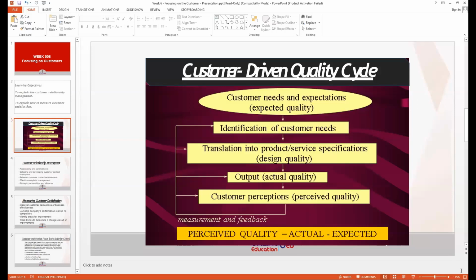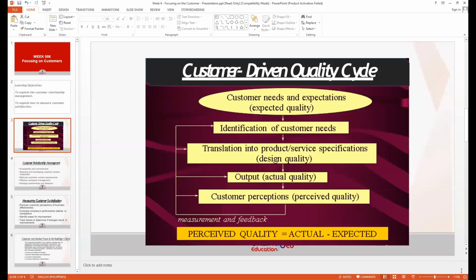If you met the customer needs, that's a check. And if the product conforms to the satisfaction of the customer, that's another check. Please take note that there is a formula for how customers perceive the quality of the product. The formula is the actual product less the expected. This is the formula of the perceived quality. We all know there is also the term expectations versus reality, which is similar to actual and expected.